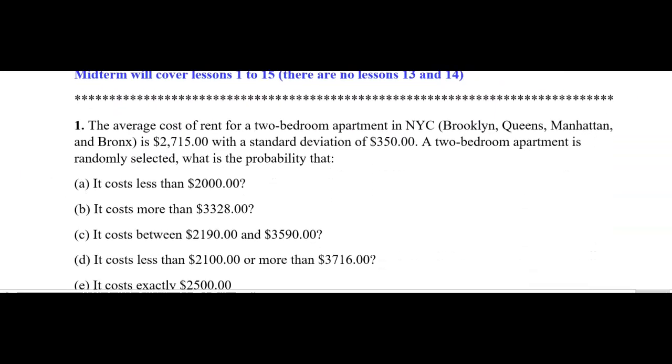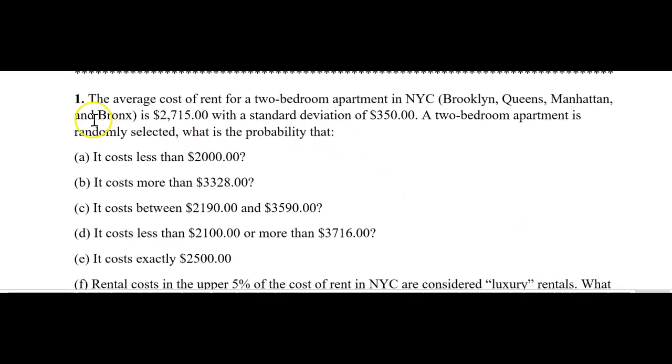Let's see one example here. The average cost of rent for a 2-bedroom apartment in New York City, Brooklyn, Queens, Manhattan, and the Bronx, not including Staten Island, is $2715. So the average cost, this is your mean, with a standard deviation of $350. That's your standard deviation. A 2-bedroom apartment is randomly selected. What is the probability that? And so we have some different questions here.